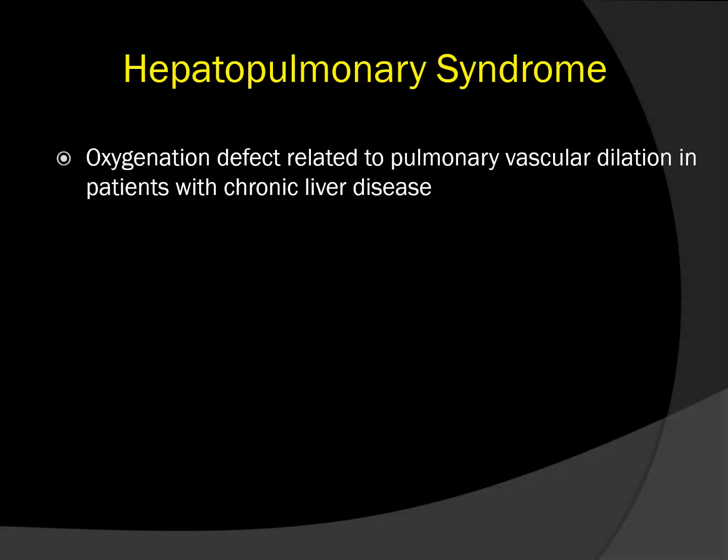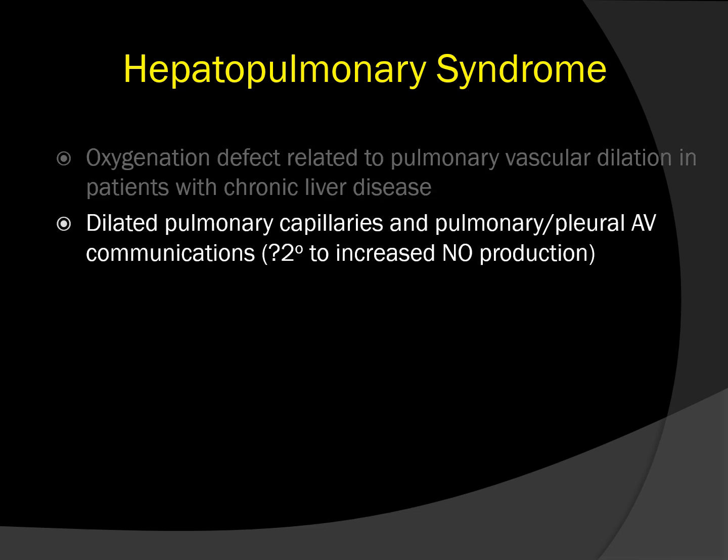So, hepatopulmonary syndrome. In hepatopulmonary syndrome, we have an oxygenation defect related to pulmonary vascular dilation in patients with chronic liver disease. Dilated pulmonary capillaries and pulmonary pleural AV communications, possibly all related to secondary increase of nitric oxide production from the liver disease, lead to these abnormalities.